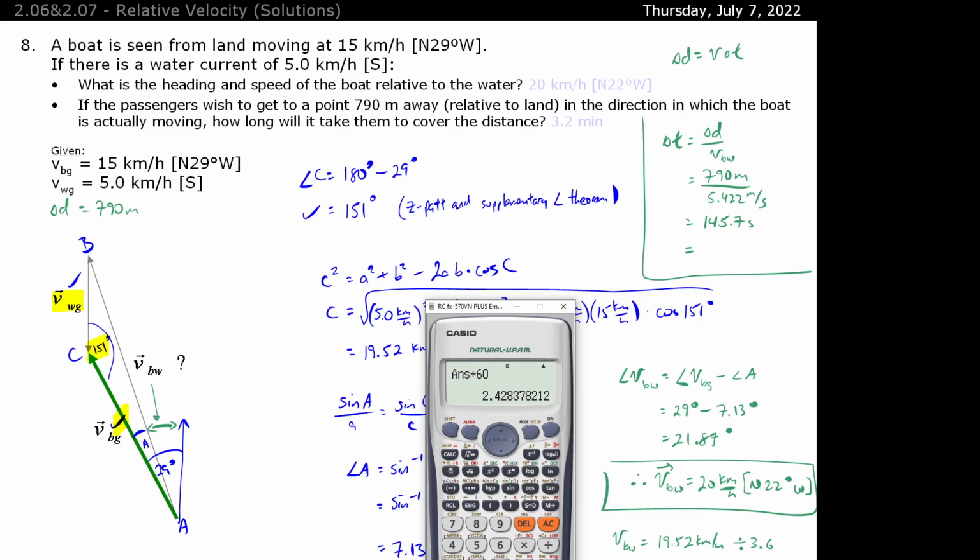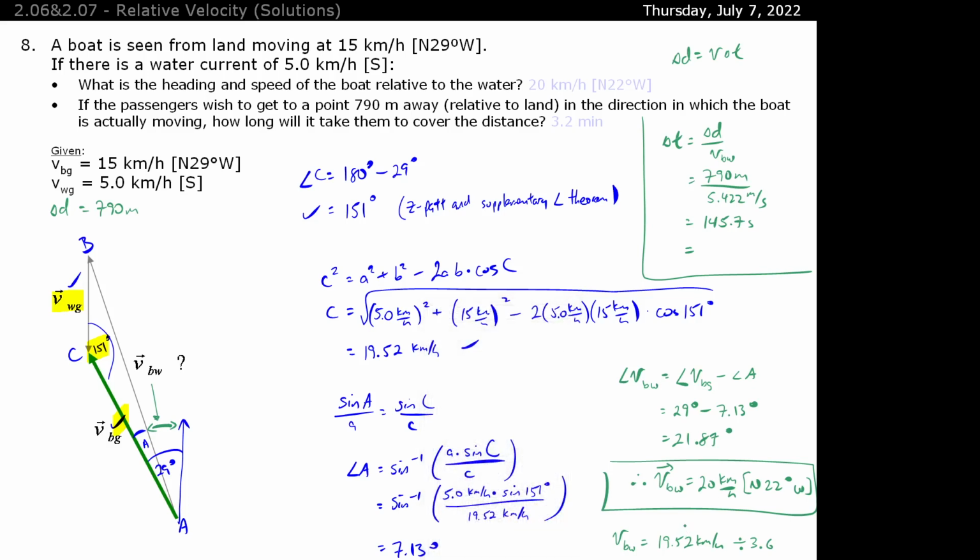Seen from land, I am so terrible. Okay, I am doing this stuff real time. This is boat to water. What's wrong with me? I need boat to ground. Okay, that was my mistake. I apologize. Because someone's seen on land, so you want the boat to ground, and you've already been given that answer. So 790 meters, because after all, this is boat to ground as well.